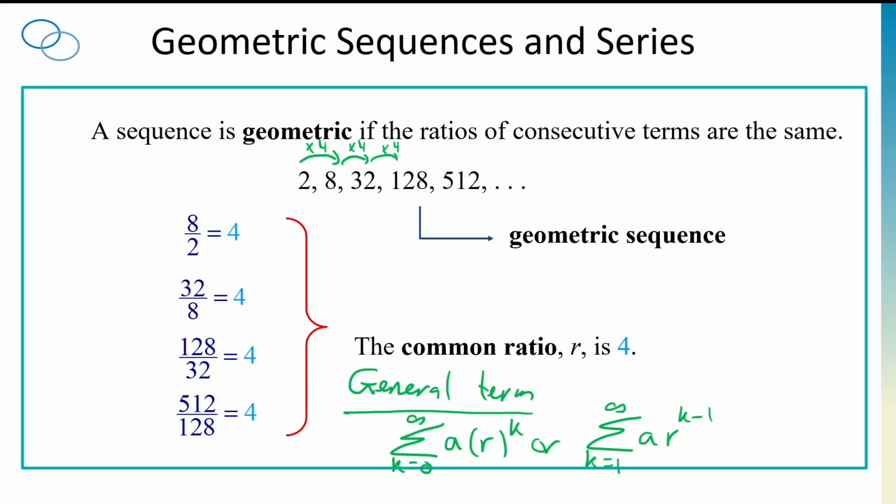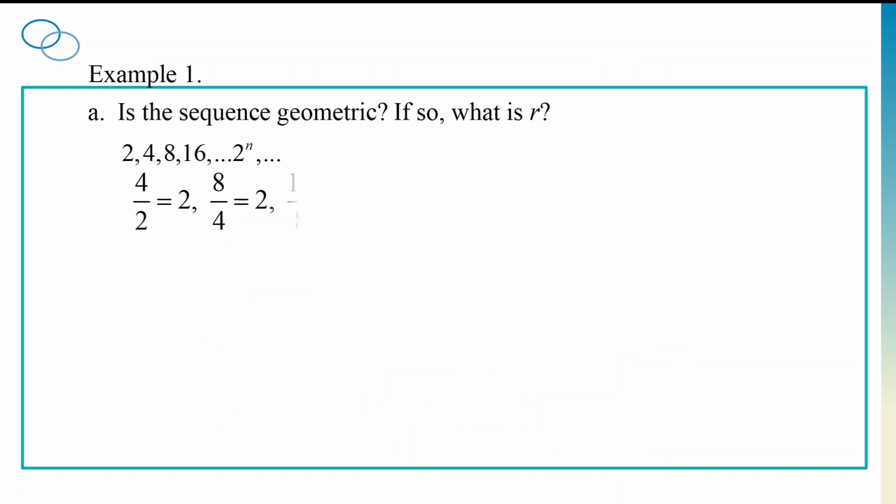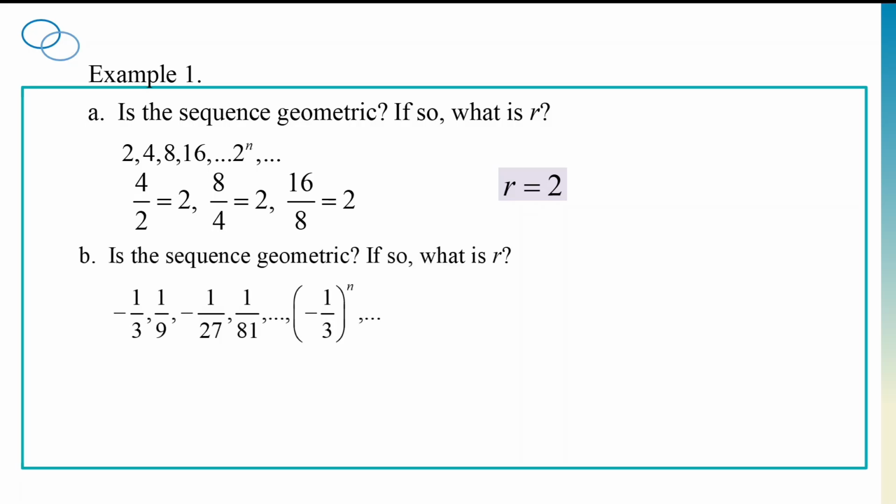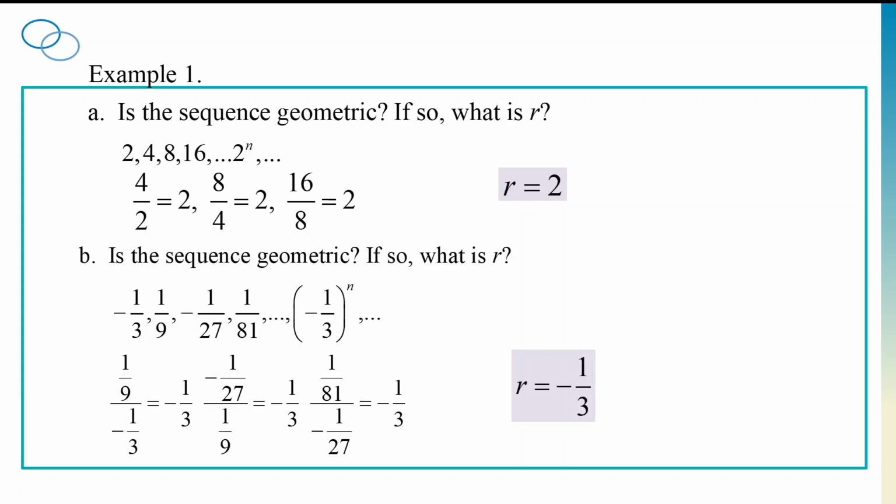Now, how can we decide whether this geometric series is convergent or divergent? We'll follow this next. This is again another example of a geometric sequence. You ask, is it geometric or not? You check the division. What's r in this case? It's 2. Another example: every time I'm multiplying by negative 1 over 3. To get r, divide any two consecutive terms, and you'll find they all equal negative 1 over 3. So r here equals negative 1 over 3.